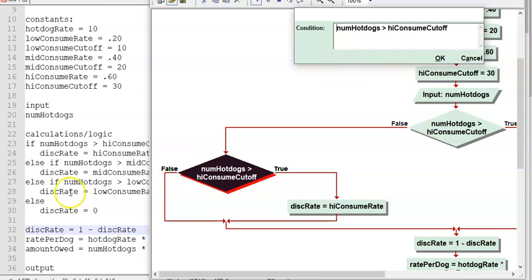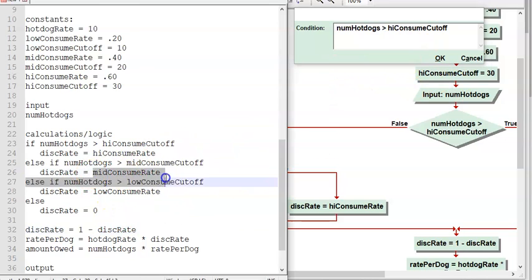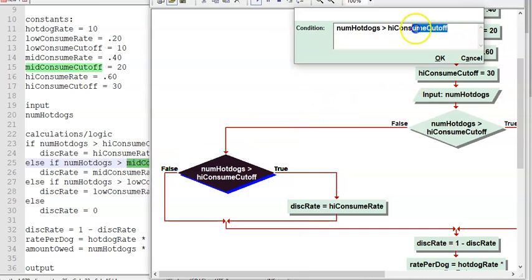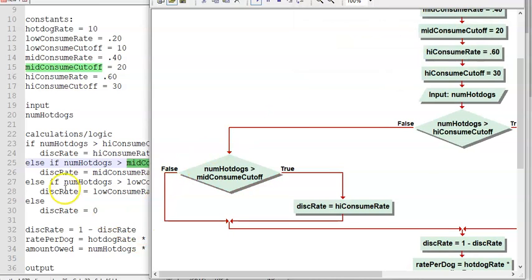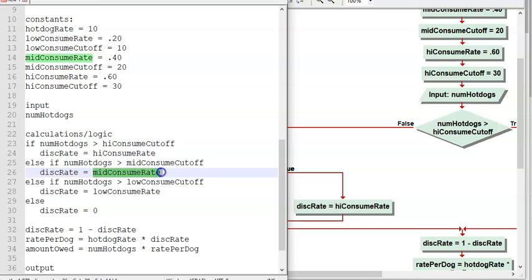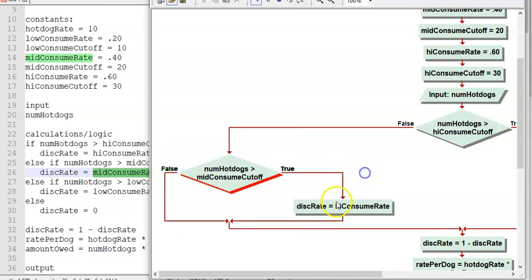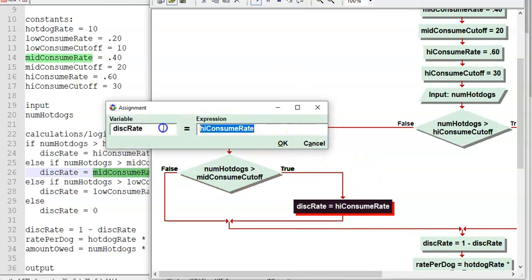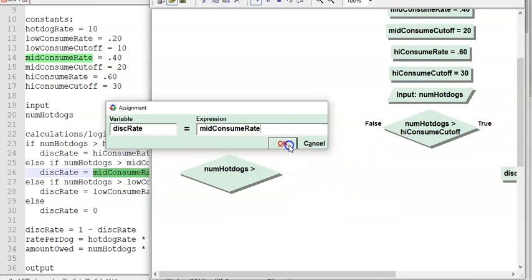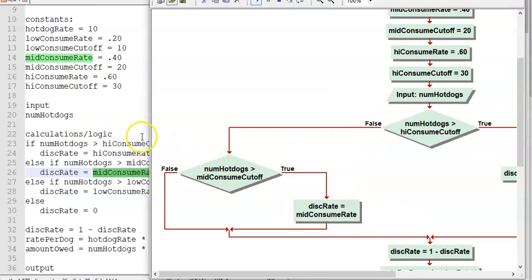So the first one I'm going to do is this decision. This is not the high. Remember, this is the mid. So I'm going to go ahead and copy mid. Control C. Oops, that's the rate. This one's right. Control C. Control V. And then we're going to be using this rate. Control C. Control V. So that's the mid one. The mid one is 20.